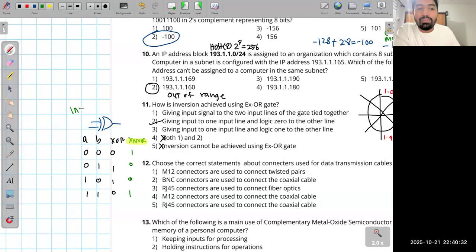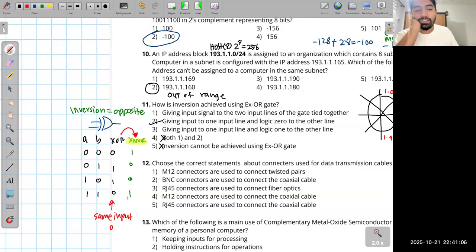Now, what do you mean by the word inversion? Opposite. Which gate will give you the opposite? Not gate. Using XOR gates: same input gives 0, different input gives 1. Now, the inversion of XOR gate is XNOR.